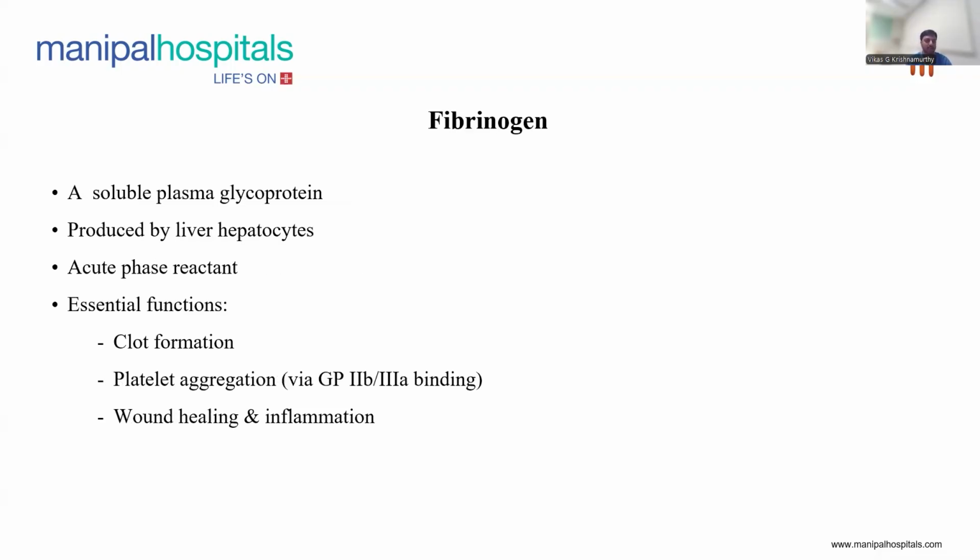So coming to fibrinogen, it's a soluble plasma glycoprotein produced by liver hepatocytes and it is an acute phase reactant. Essential functions are clot formation, platelet aggregation via glycoprotein 2B and 3A binding, and it helps in wound healing and inflammation.